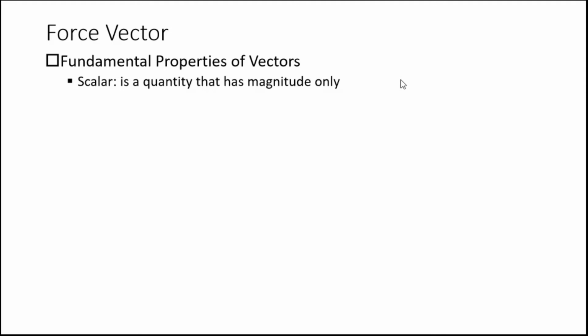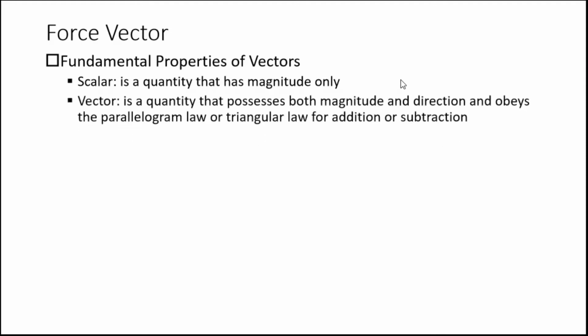Later, I'll give an example of a scalar, and also an example of a vector. Ang vector is a quantity that possesses both magnitude and direction. So, yung scalar only has magnitude, but vector possesses both magnitude and direction and obeys the parallelogram law or triangular law for addition or subtraction of vectors. Okay?